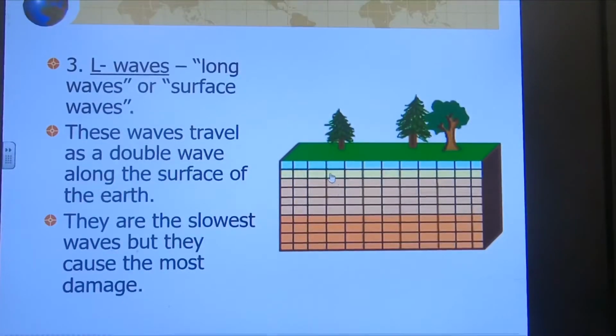So again, let's say this is our forest here. The P waves shoot right through. You don't even feel them. The S waves come next. They bounce around a bit. The earth is shaking and moving all along. And if the L waves hit, with that much force, it is going to be on the surface. These trees are going to be toppled over. The whole ground is going to be cracking and moving around.